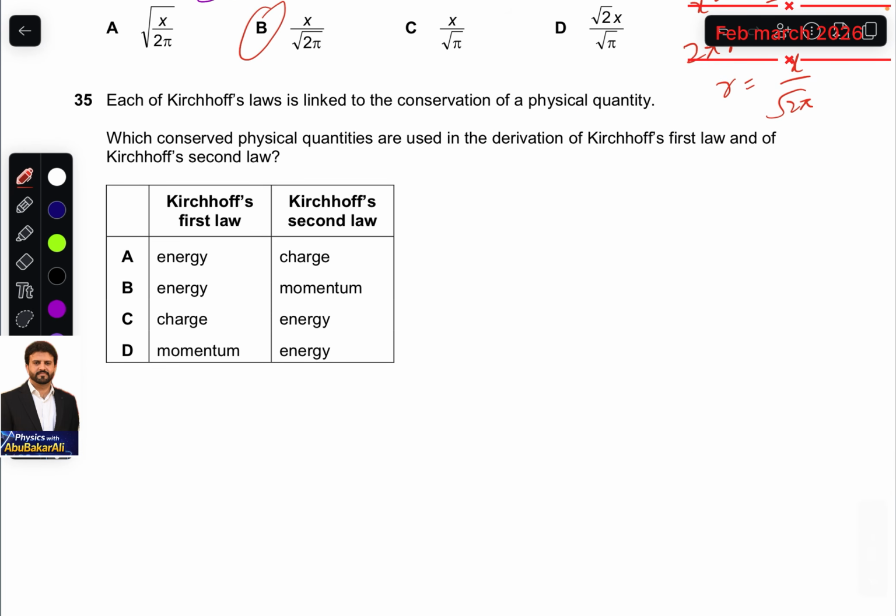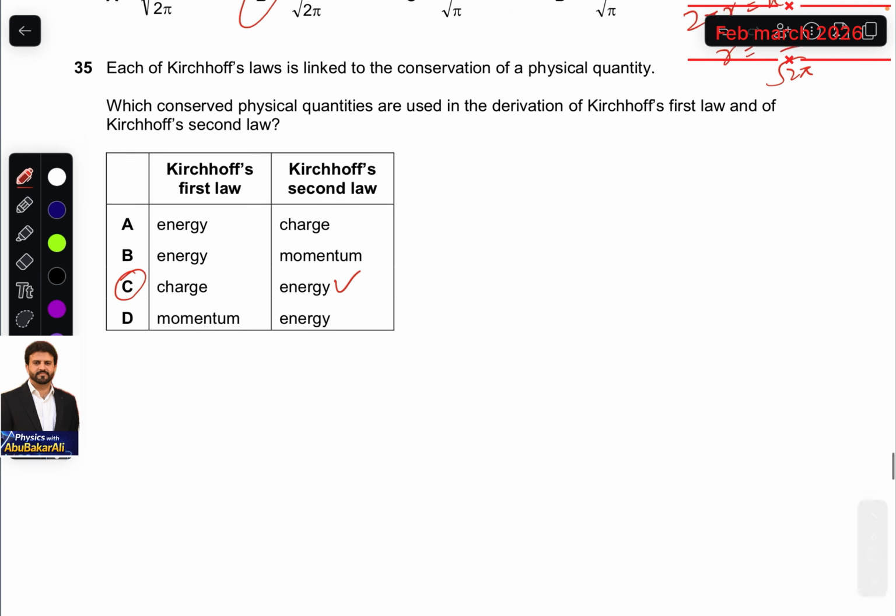Question 35. Each of Kirchhoff's laws is linked to conservation of a physical quantity. Which conserved physical quantities are used in the first and second? Very easy. In the first, we use conservation of charge, and in the second, we use conservation of energy.